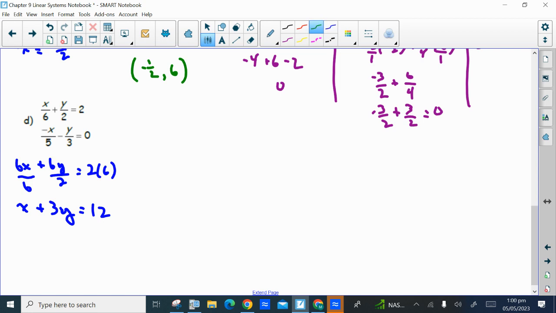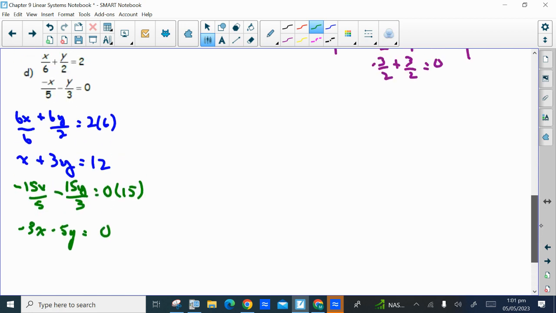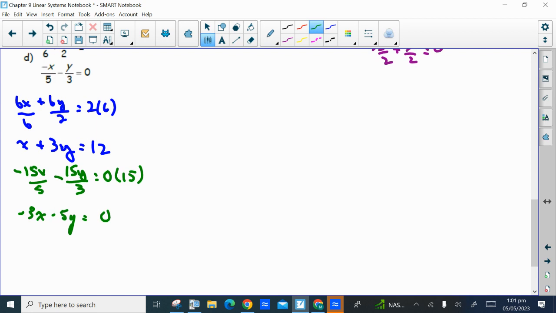The second equation, the common denominator would be 15. So I'll multiply all the terms by 15. That should be minus, not plus. Equals 0, which is also multiplied by 15, but 0 times 15 is still 0. So negative 15 divided by 5 is negative 3x. Negative 15 divided by 3 is negative 5y equals, and 0 times 15 is still 0. So there's the second equation without any denominators.